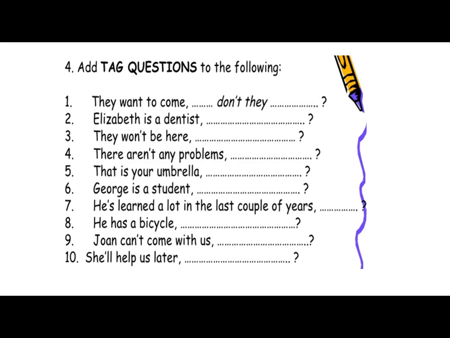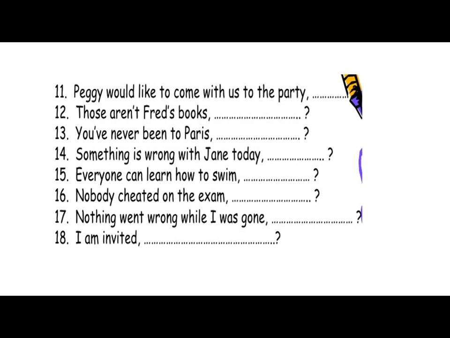She will help us later. Peggy would like to come with us to the party. Those aren't Fred's books. You have never been to Paris. Something is wrong with Jane today. Everyone can learn how to swim. Nobody cheated on the exam. Nothing went wrong while I was gone. I am invited.